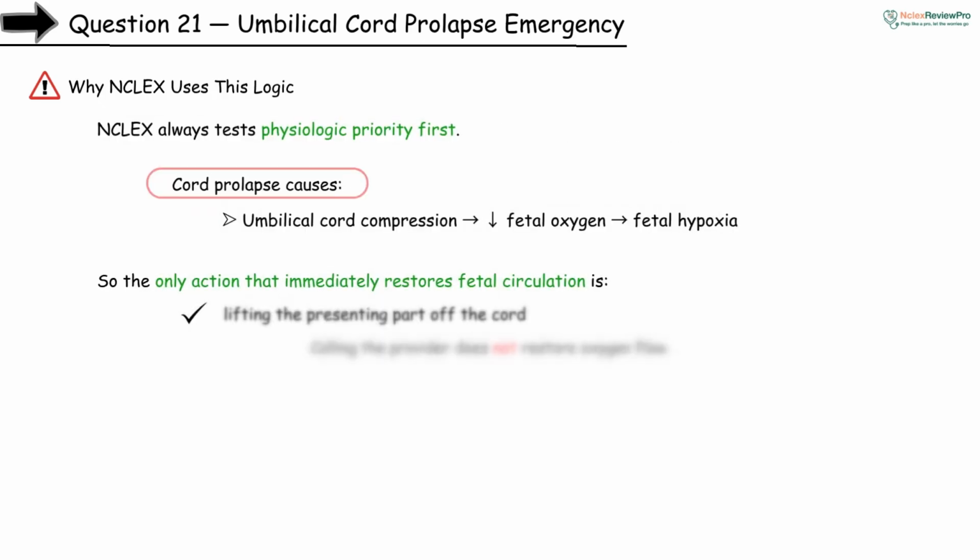Here's why the NCLEX tests this. Cord compression leads to decreased fetal oxygen, leading to hypoxia. The only action that immediately restores oxygen flow is lifting the presenting part. Calling the provider does not fix oxygenation.